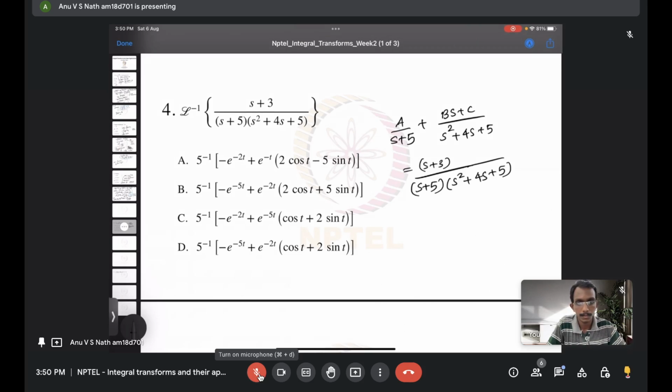A equals minus 1 by 5. Okay. So once you evaluate A, B, and C, you can start doing an inverse Laplace transform using just the properties. So anybody got the answer?